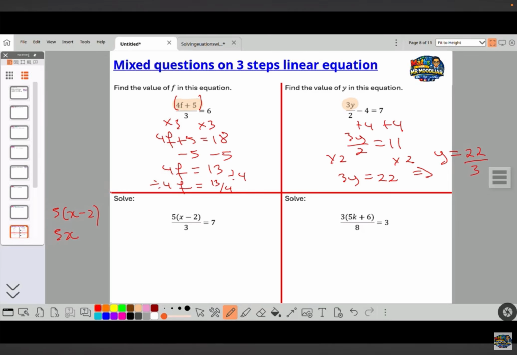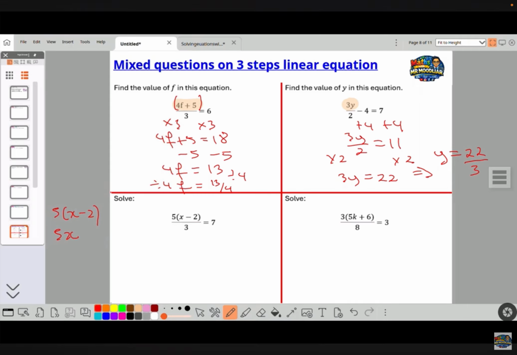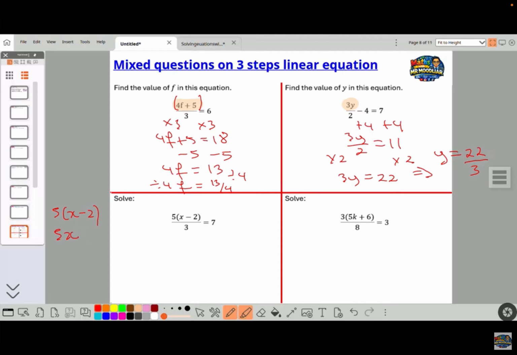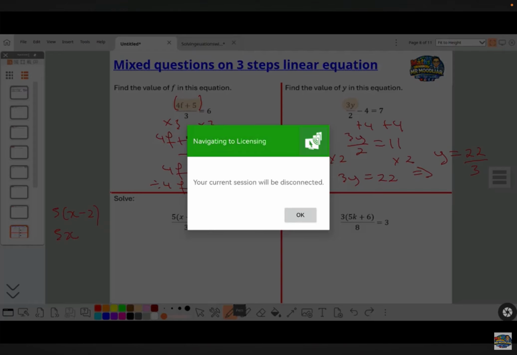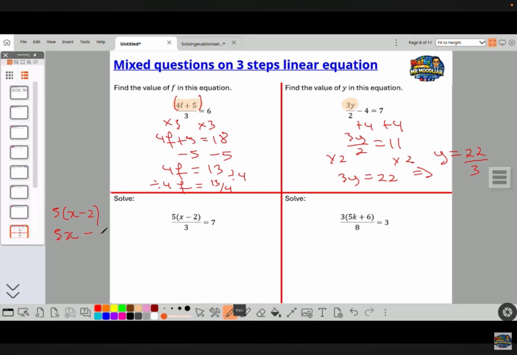Oh, my pen is not working. Just bear with me. Where's my pen? Take away 10. It's working. Just bear with me, guys. Pen is not working. Okay. It should be working now. Sorry for the delay. Alright, so 5x minus 10.